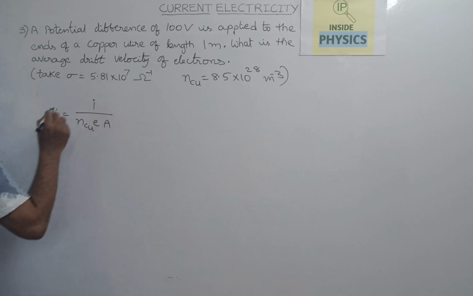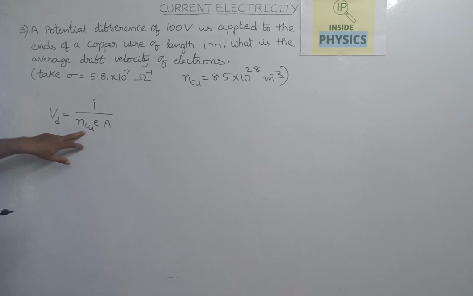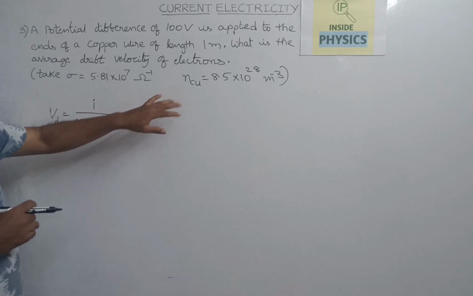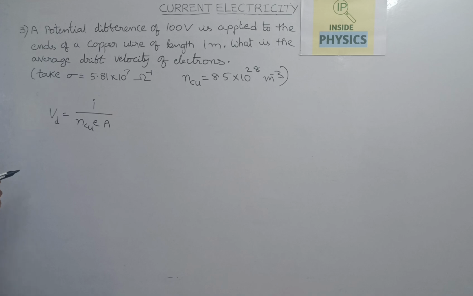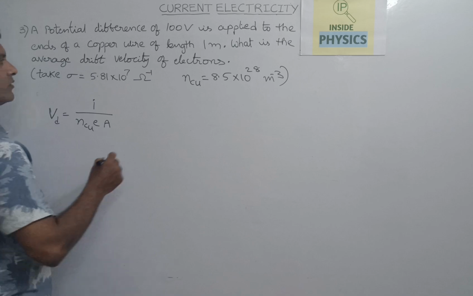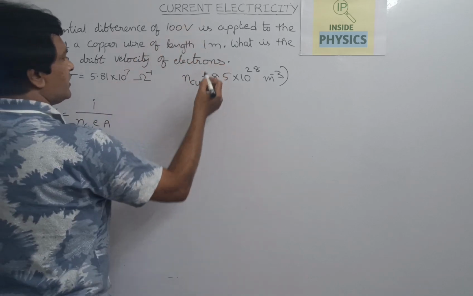We will see the terms what it is. Current flowing through the conductor equals the number of free electrons of copper per unit volume, into the charge of an electron, into the area of cross section of the copper wire. So this gives us the drift velocity. So here 100 volts is applied and the length of the conductor is 1 meter.